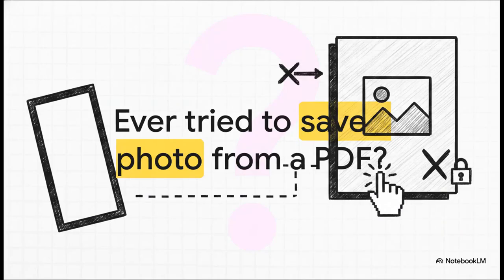So, quick question for you to kick things off. Have you ever tried to save a photo directly from a PDF? You know the scenario. You get this beautiful brochure, maybe a detailed report or a massive product catalog, and there is a stunning, perfectly crisp image right there on the page. But when you try to right-click and save it to your computer, absolutely nothing happens. It is completely locked in there.